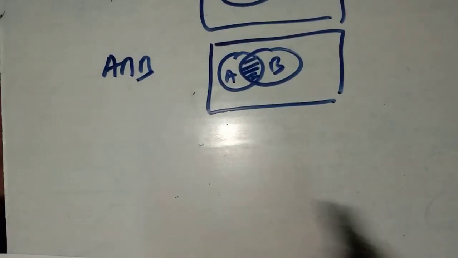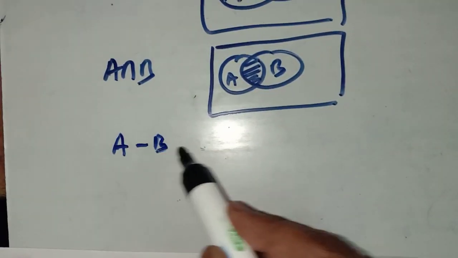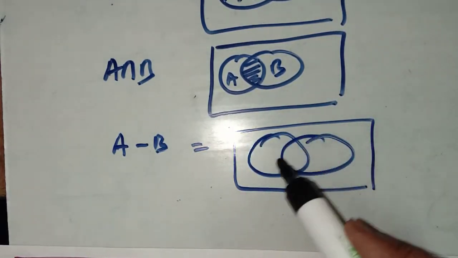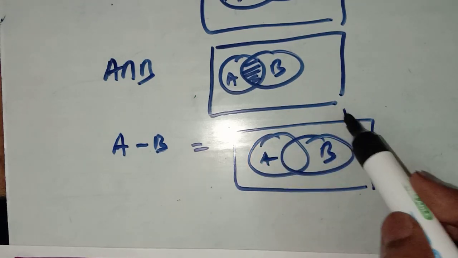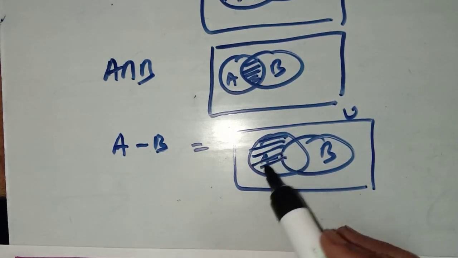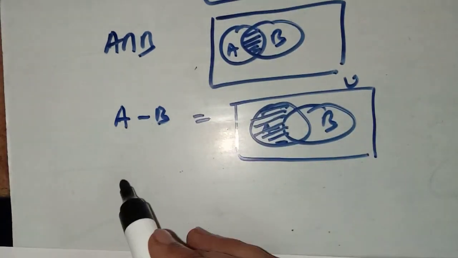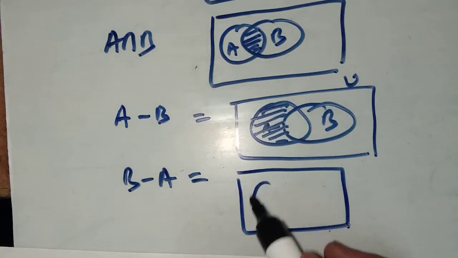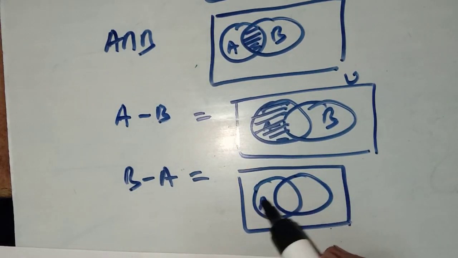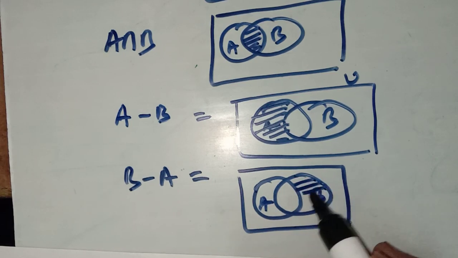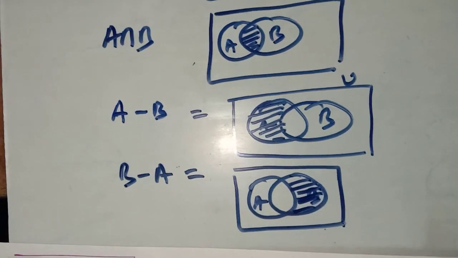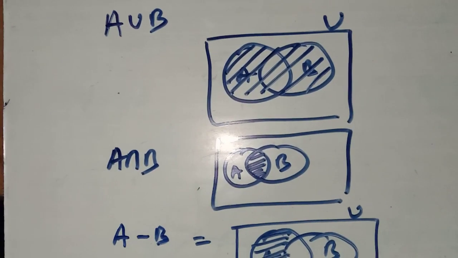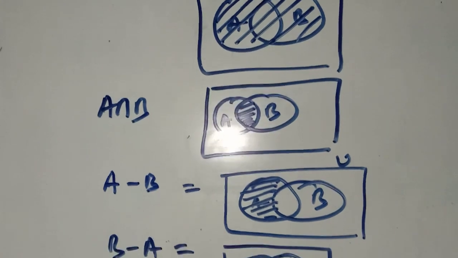Now suppose you have to find A minus B. A minus B will be those elements which are in A but not in B. That is what you have to shade in the universal set. Suppose you have to find B minus A. Again draw the rectangle; B minus A means those elements which are in B but not in A. So you can represent it like this. This is the Venn diagram representation of sets when the elements are not given.